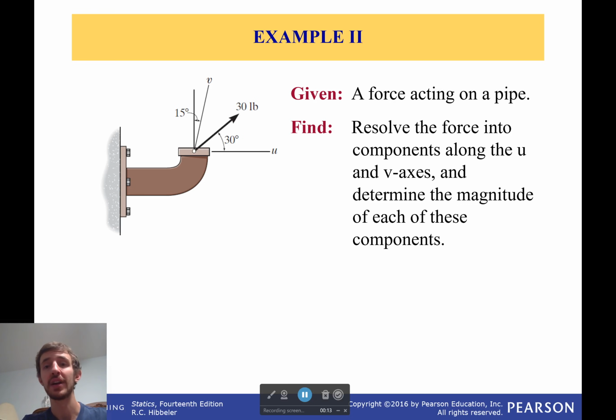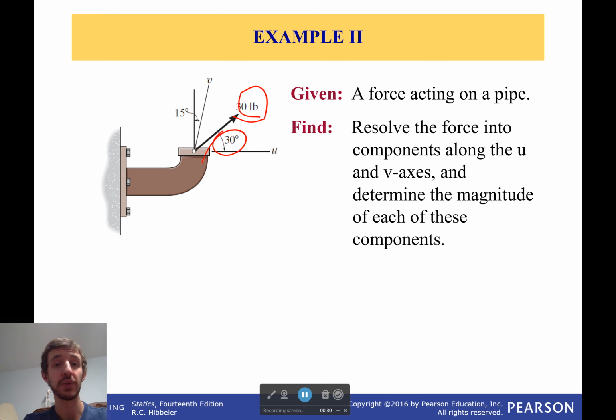So first off, we're given a force acting on a pipe, and you can see that force right here. It's 30 pounds. So we used newtons last time, pounds this time. This is the USCS system, United States customary system. And we have a force and an angle. Okay. But what it's telling us to do is something different.